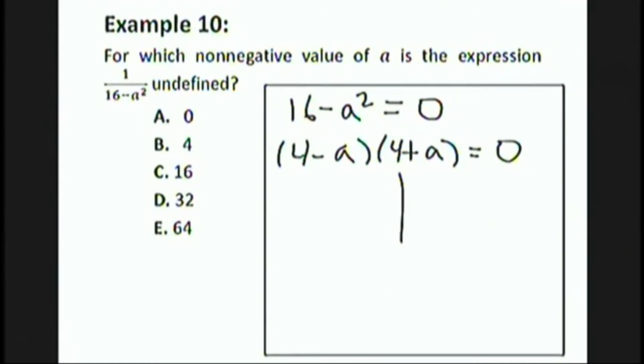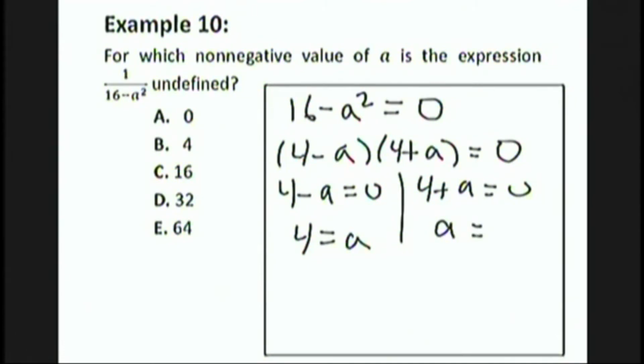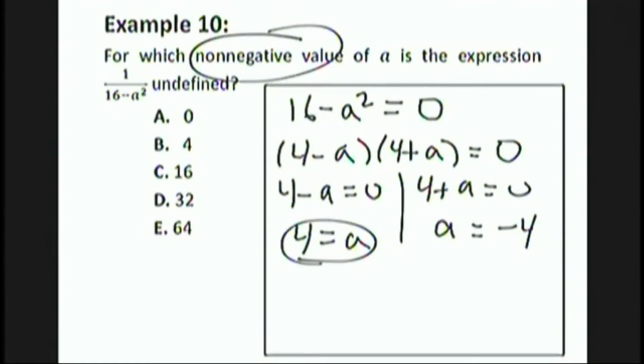So we get two equations. 4 minus a is 0, 4 plus a is 0. This one becomes 4 equals a, and this one, a equals negative 4. They asked for a non-negative value of a, so the answer is 4, choice B.